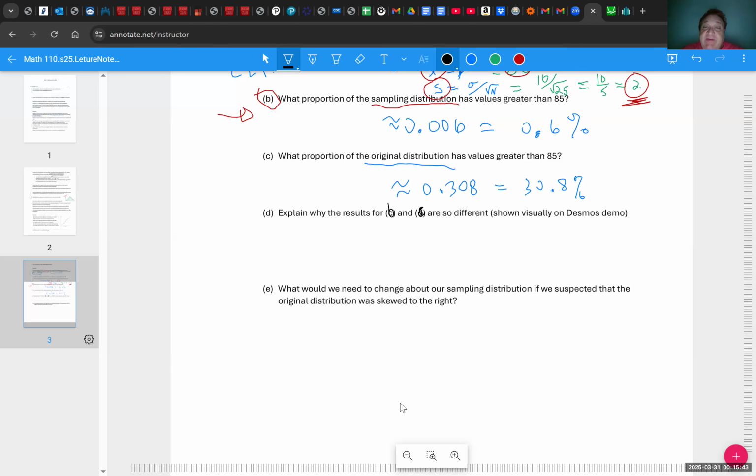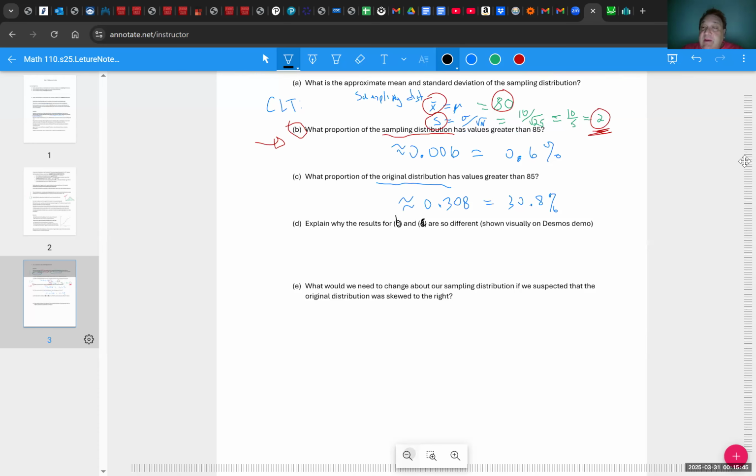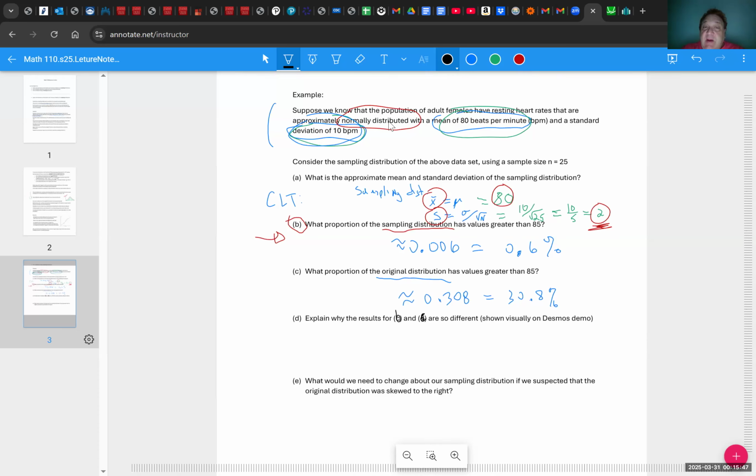All right, so suppose we have the same situation with these resting heart rates, but we didn't know it was normally distributed. Normal distribution is kind of nice, but suppose we actually think that the distribution was skewed to the right. Skewed to the right is not a normal distribution. It means the tail goes off to the right, so it's no longer symmetric. It's got more stuff to the right. So what do we do now if we want to do our calculations, our sampling distribution, but the original distribution is skewed to the right?